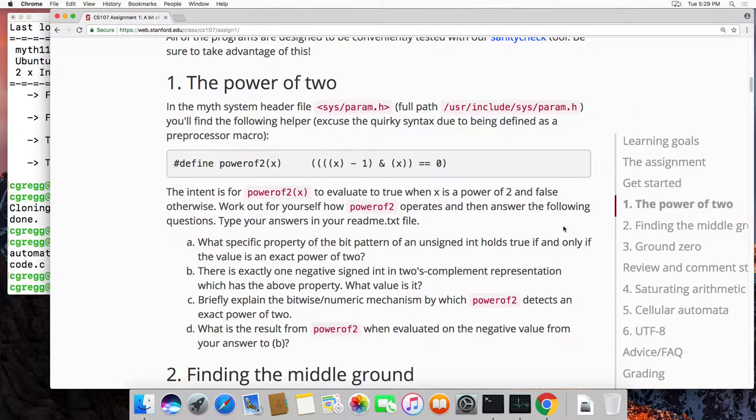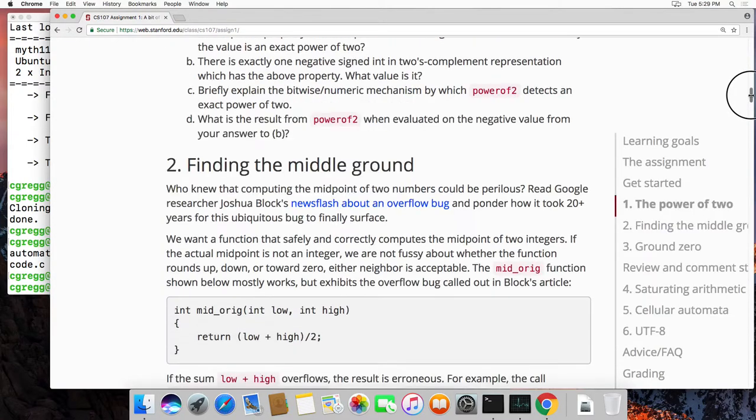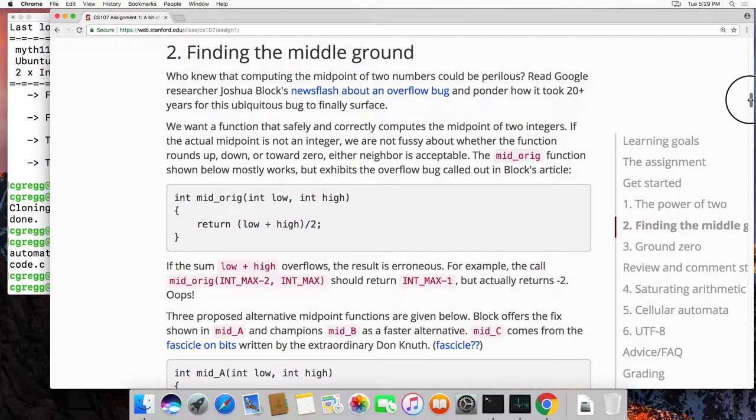The question is, why does it do it? So that's the first part of the assignment. Okay. Second part is about finding the midpoint between two variables. Okay. If you notice, and definitely read this about the overflow bug, it's very interesting.